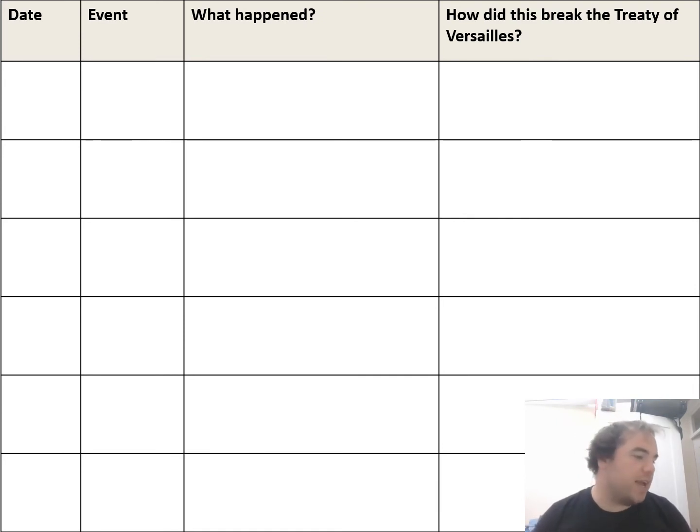And just go through each of these 6 events and do as it says on the tin. Explain what happened and how this broke the Treaty of Versailles. Again, remember those terms. Refer back to your knowledge organizer. Refer back to your notes if you need a bit of reminding.